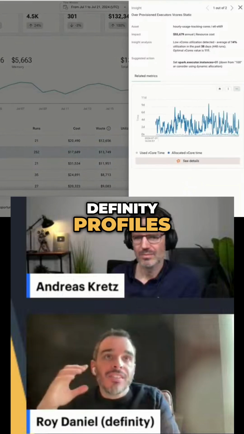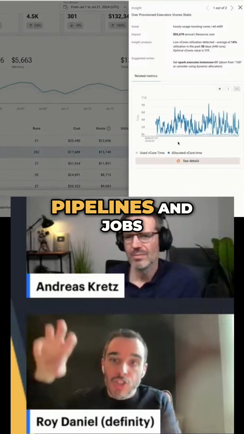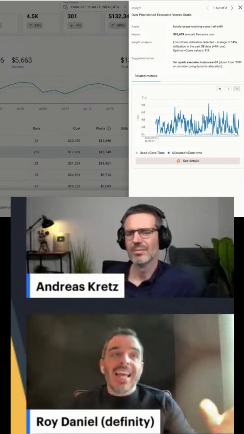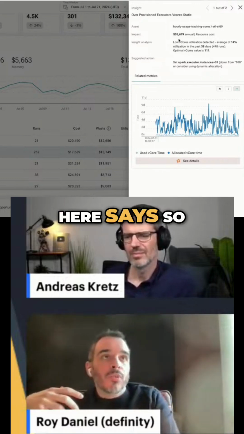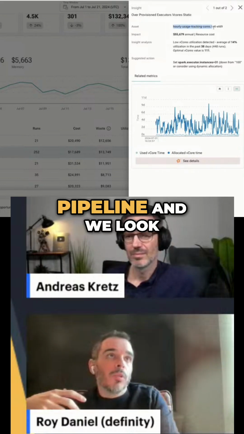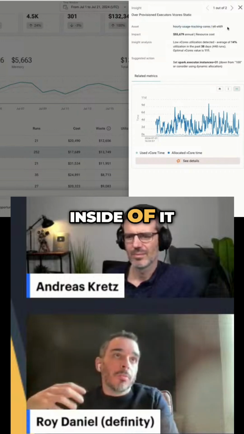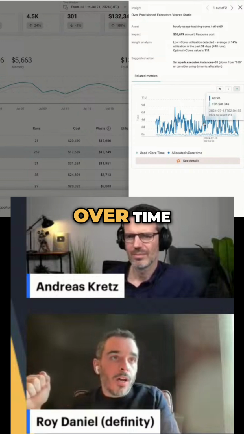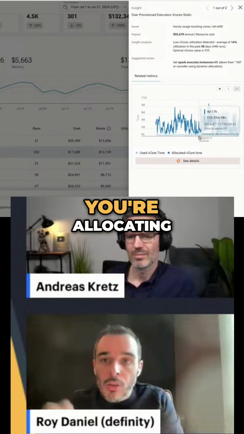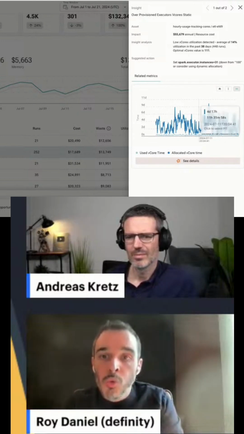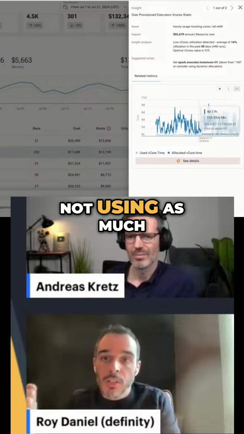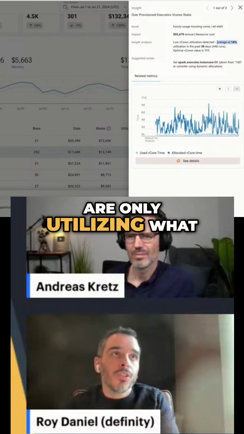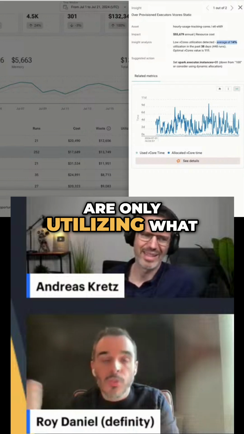Definity profiles the pipelines and jobs performance over time. And Definity already here says, so if you look here, again, we looked at this pipeline and we look at a specific job inside of it, a specific task inside of it. And Definity tells you over time, you're allocating too much and you're not using as much. You can see here that over time, we are only utilizing 14% of what was provisioned.